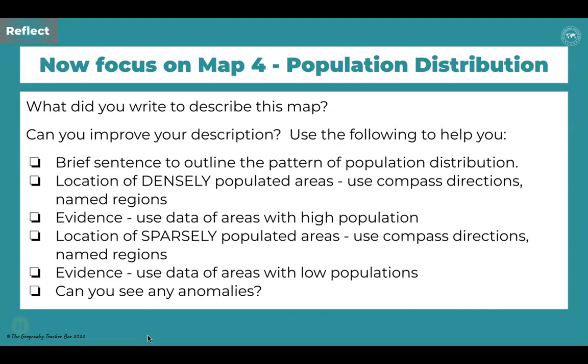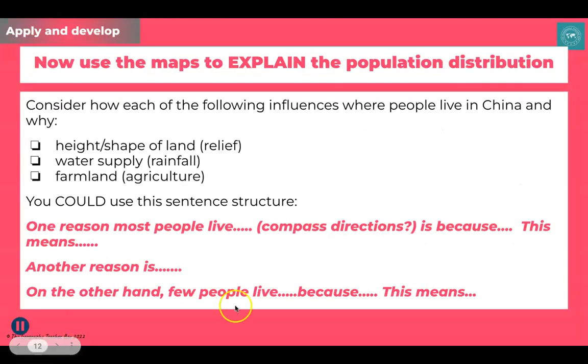Okay, now that we've got a description of where the population is, we're going to use the other maps to help us explain why the population is found in certain areas and not so much in others. In order to do that, you need to look at your other three maps. You need to look at the height and the shape of the land. You need to consider the water supply, in other words the rainfall, and you need to think about the agriculture, because each of those will influence where the population is found.